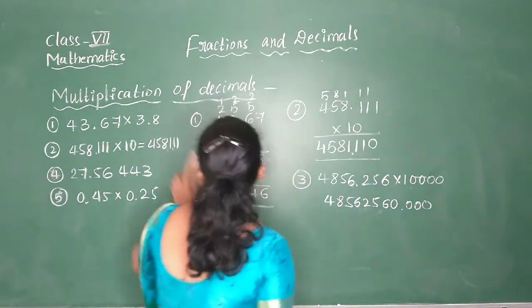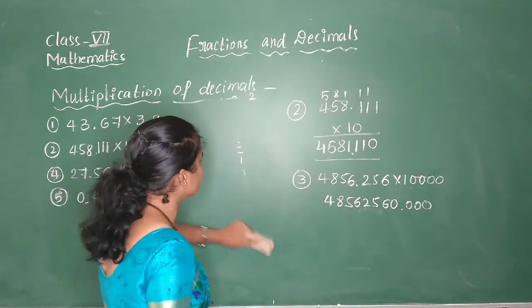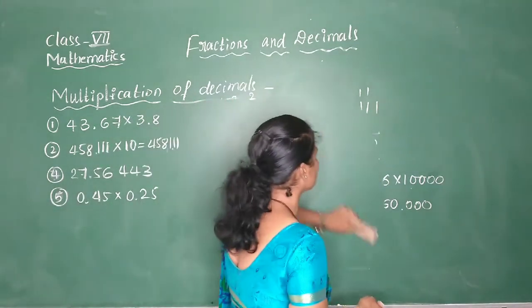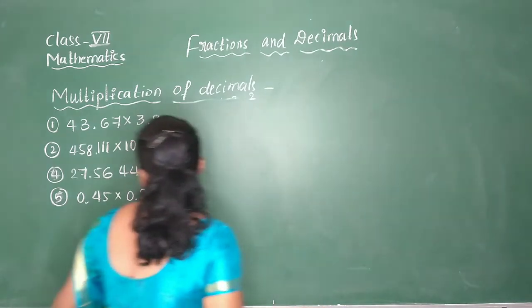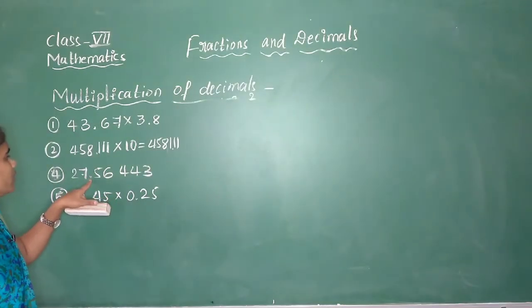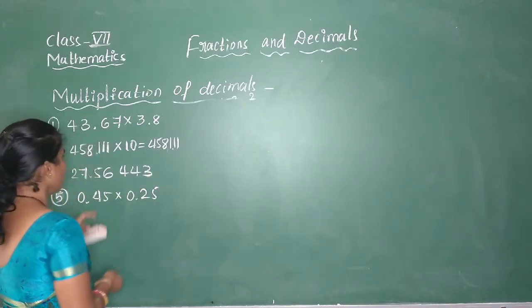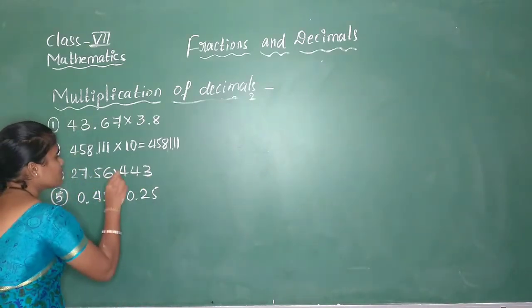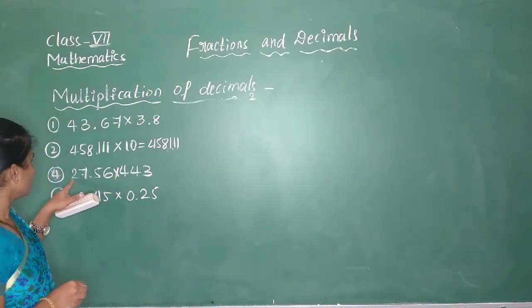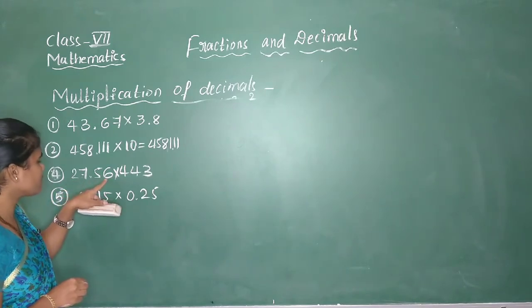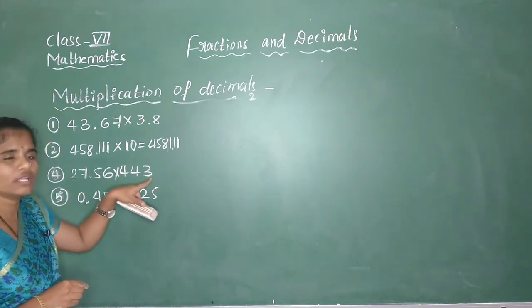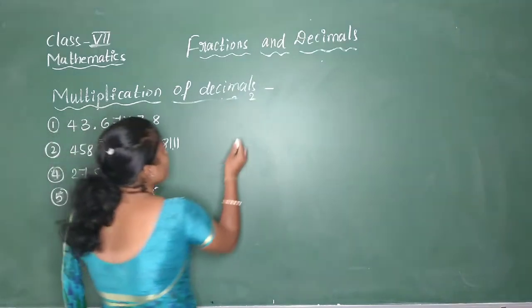And the next, the fourth question, is 27.56 into 443. Here there is a multiplication sign. 27.56 into 443. Multiply. It is very easy.